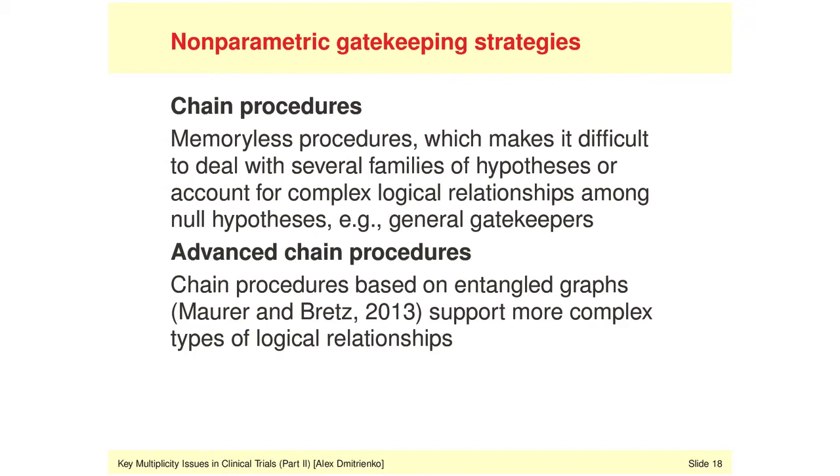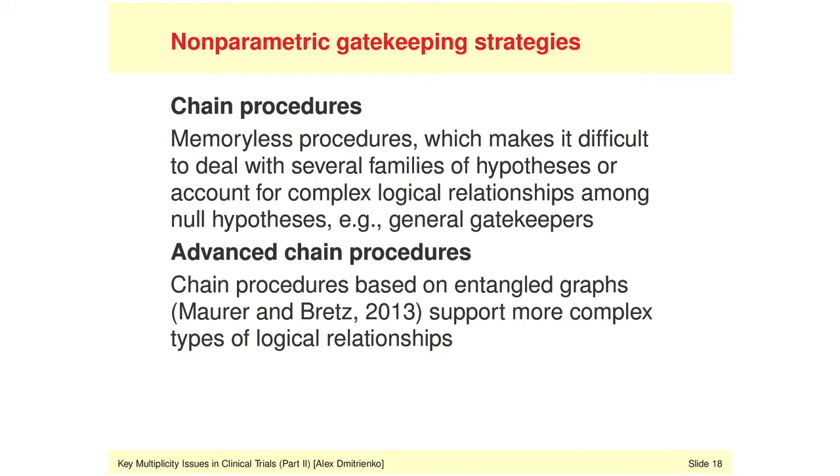Those decisions cannot be taken into account when future decision rules are formulated, and practically speaking, this means that chain procedures cannot be used in multifamily multiplicity problems with complex logical relationships among the null hypotheses. For example, chain procedures cannot be used in clinical trials with general gatekeepers.